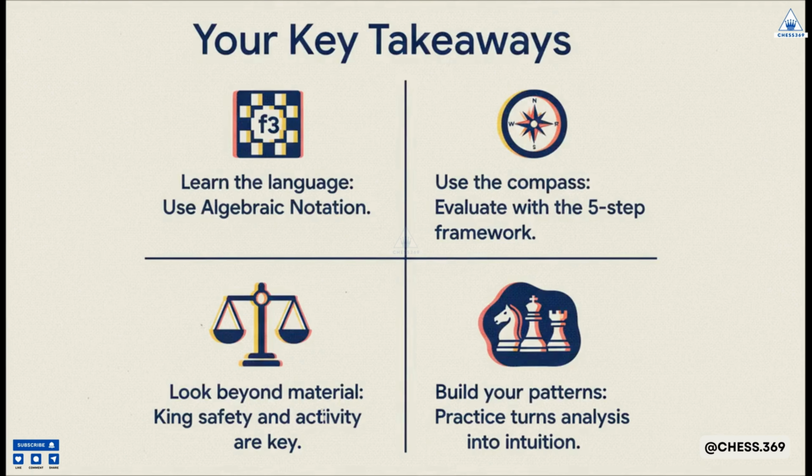So, let's bring it all home. What are the big takeaways here? First, you gotta learn the language. Use algebraic notation. Second, use that 5-step evaluation compass every time you look at a position. King's safety first, then material, piece activity, structure, and space, in that exact order. Third, and this is a big one, drill it into your head that king's safety and how active your pieces are will almost always trump a simple material count. And finally, just know that the more you practice this conscious analysis, the more it will transform into that intuitive, pattern-based vision that all the pros have.